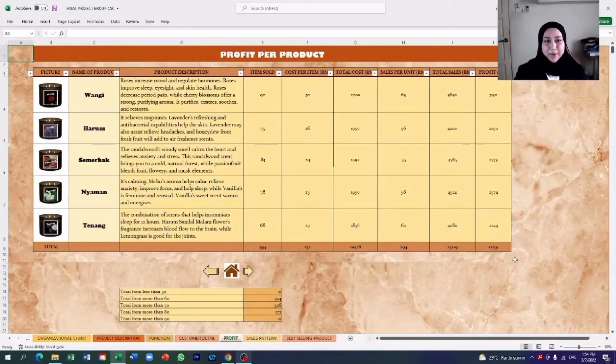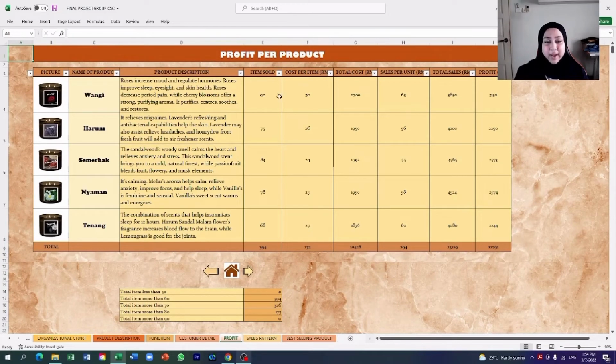Now let's move on to profit per product. In here we have included all of the pictures of our scented candles, name of product, product description, items sold, cost per item, total cost, sales per unit, total sales, and also profit in Ringgit Malaysia. Now let's look at the example, which is Wangi.